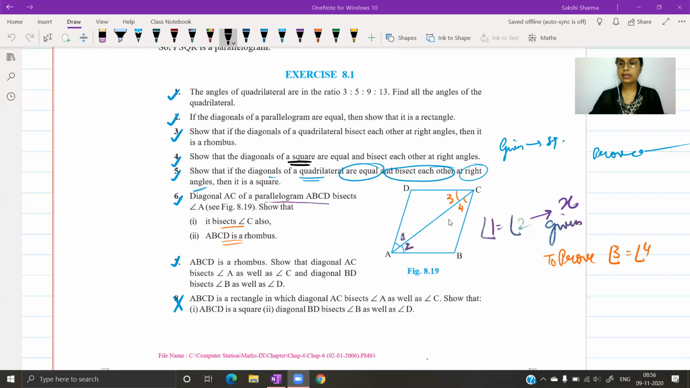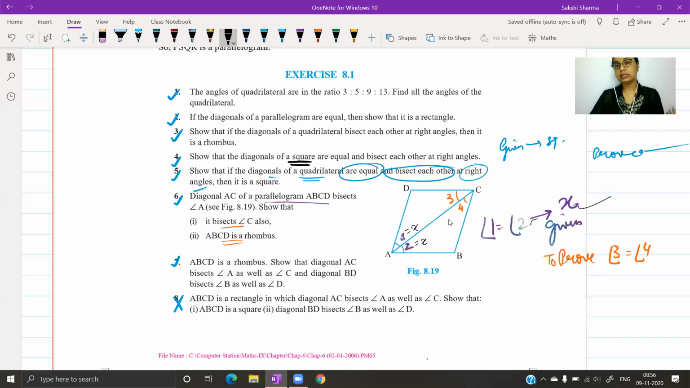So I had written the parts of angle A as angle 1 and angle 2. Since it's given to me that angle A is bisected, the two parts of angle A are equal to each other. Angle 1 is equal to angle 2. I could just assign them a value x. So angle 1 and angle 2 each, let us say, is equal to x.